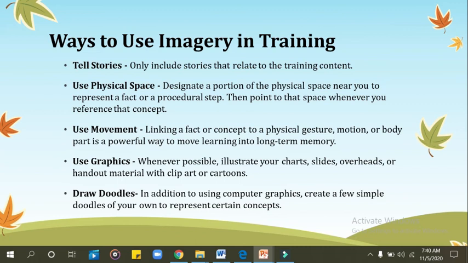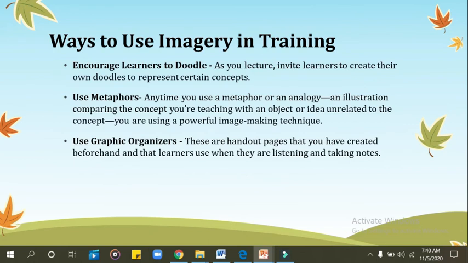Then we have use graphics whenever possible. Illustrate the charts, slides, overheads, or handout materials with clip art or cartoons. Then draw doodles. In addition to using computer graphics, create a few simple doodles of your own to represent certain concepts. Then we have encourage learners to doodle. As you lecture, invite learners to create their own doodles to represent certain concepts.